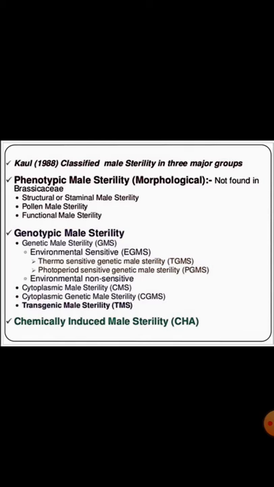Then genotypic male sterility, that is genetic male sterility. This male sterility is due to the nuclear genes that are present in the nucleus. This genetic male sterility is again further divided into two groups, environment insensitive and environment sensitive. The environment sensitive male sterility is further divided into two groups, temperature sensitive and photoperiod sensitive genetic male sterility, that is TGMS and PGMS.